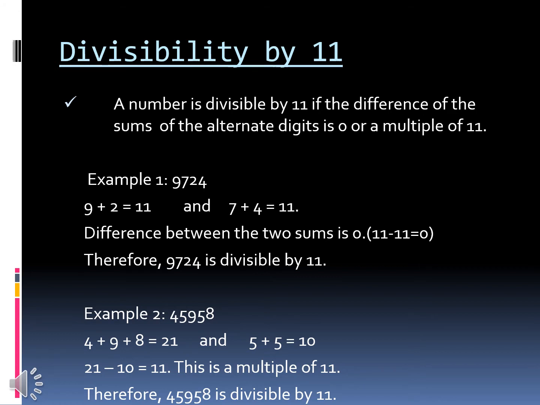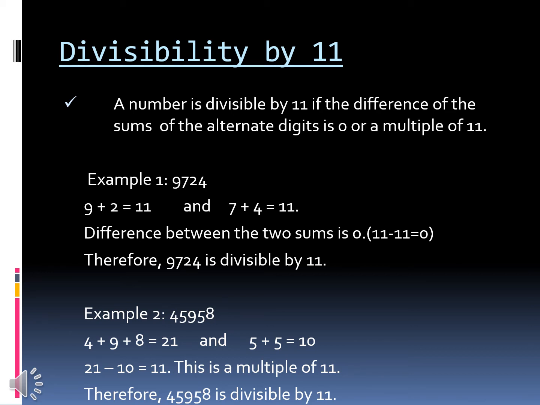Let's look at another example, that is 45,958. Now again take alternate digits. I am starting from the right hand side. So I get alternate digits, starting from the right, 8, and then 9, means you skip one digit in between and then skip one more and you reach 4. So I get 3 numbers, 8, 9 and 4. The sum is 4 plus 9 plus 8, which is 21, and the leftover digits are both 5s, that is 5 plus 5 is 10. So I get 2 sums, one is 21 and the other is 10.